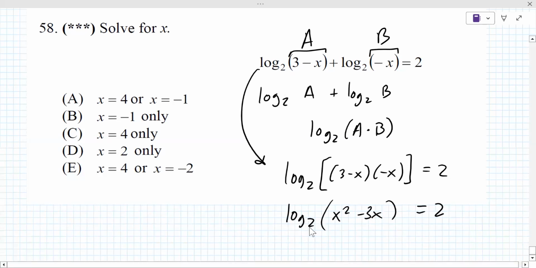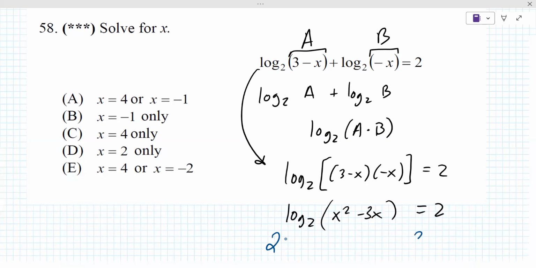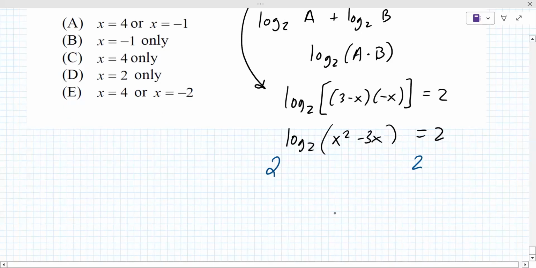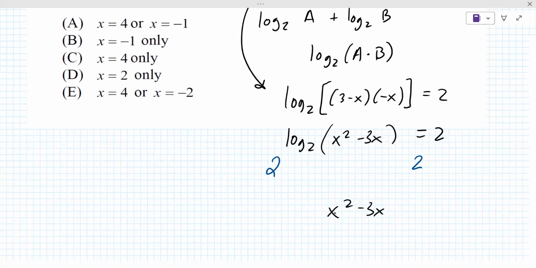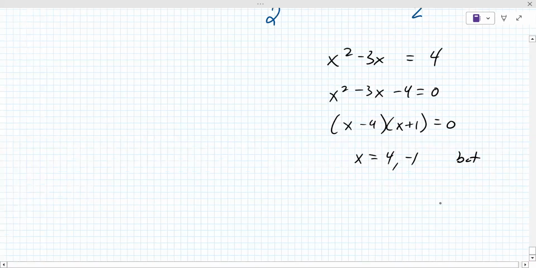You undo the log base 2 with a base of an exponent of 2. So that becomes x squared minus 3x equals 4. You move the 4 over. That leaves you with (x minus 4)(x plus 1) when you factor, and you say, oh, I've got it. 2 answers, but one is likely extraneous. You need to check them.